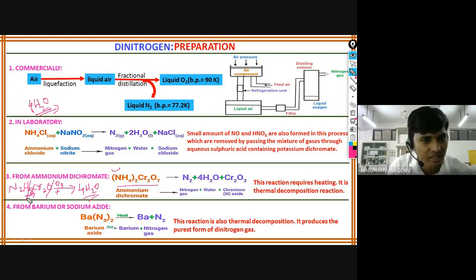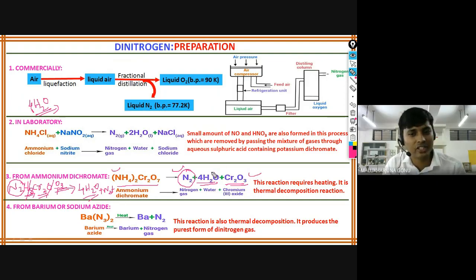So how many oxygens are left? 3 oxygens are left. We are preparing nitrogen, right? So nitrogen you write N2, plus what is left there now? Cr2O3. So that's how it is: N2, 4H2O, Cr2O3. Is it easy or simple, Aishwarya? Easy, sir. If you remember like this, it will be easy. Rohini, is it clear to you? Yes, sir.